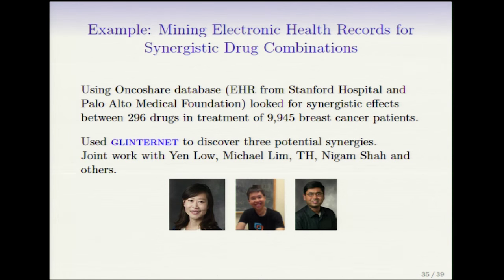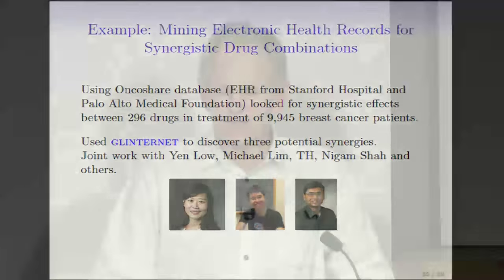Okay, so just very briefly, there's a recent application of using GlintNet, using the OncoShare database from the Stanford Hospital and the Palo Alto Medical Foundation, looking for synergistic effects between 296 drugs in the treatment of nearly 10,000 breast cancer patients. And this is used with some of my colleagues in the other department I'm in, the new department, Biomedical Data Science. So this is Nigam Shah and Yen Lo, and there's my happy-faced Michael Lim, again, my PhD graduate.